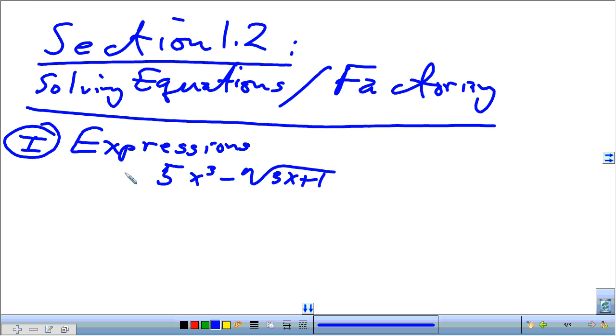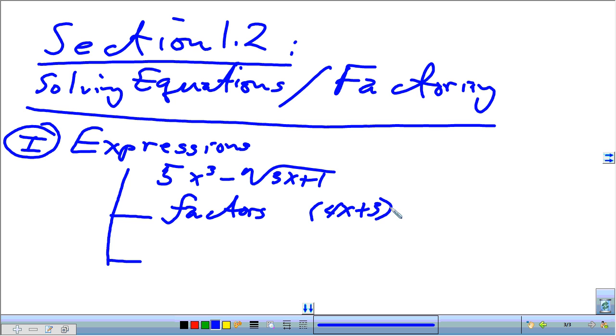Now, in expressions, we have factors. So factors are parts of products. So something like 4x plus 3 is a factor in the expression of that times another factor, x minus 2. So this is written as a product.